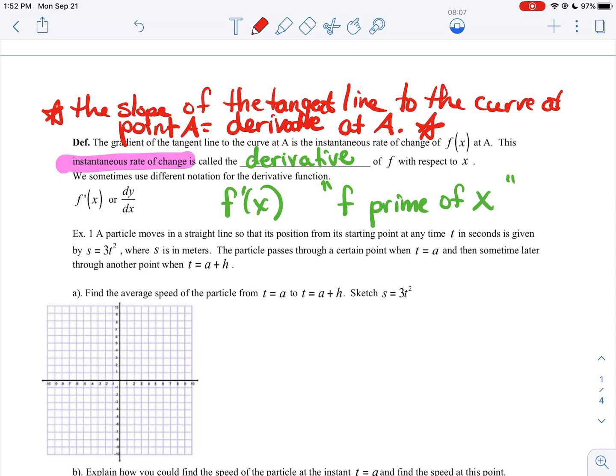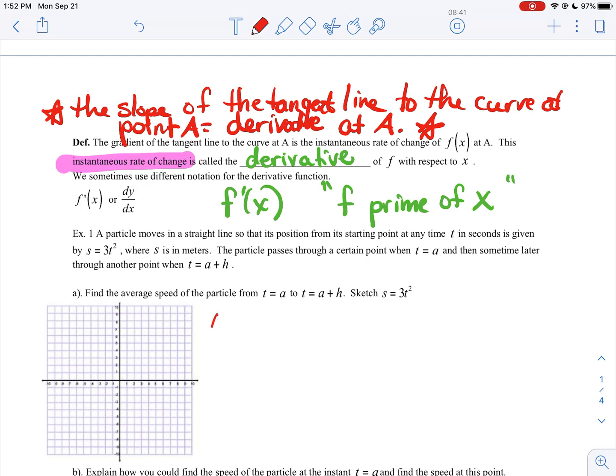It says, a particle moves in a straight line so that its position from its starting point at any given time t in seconds is given by s equals 3t squared, where s is in meters. The particle passes through a certain point when time t equals a, and then some time later through another point when t equals a plus h. Part A says find the average speed of the particle from t equals a to t equals a plus h.